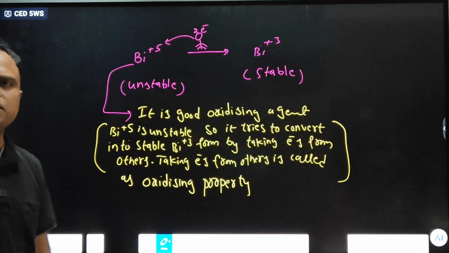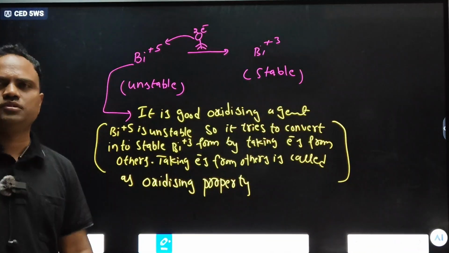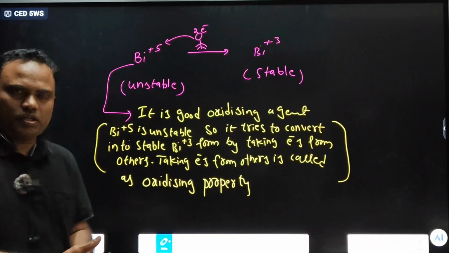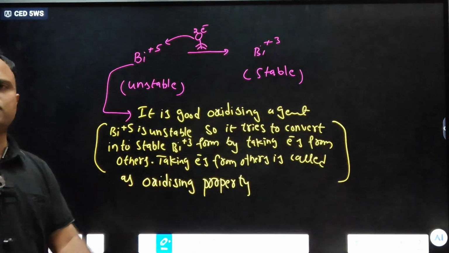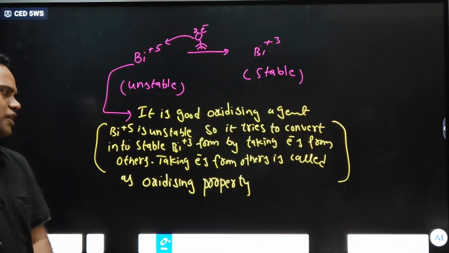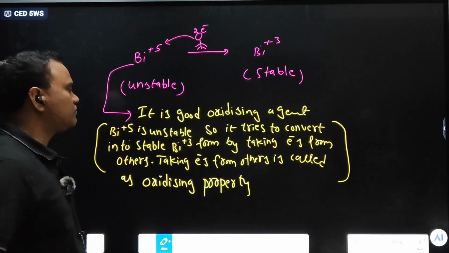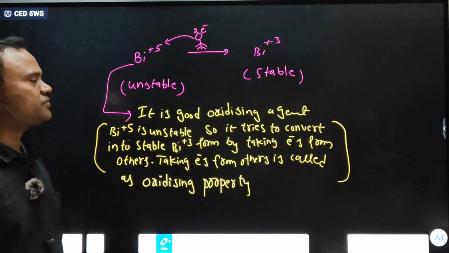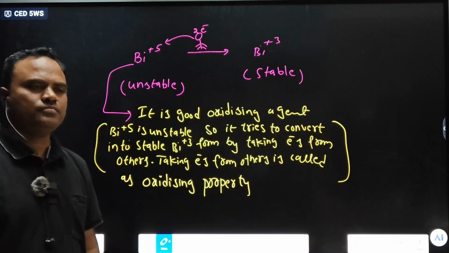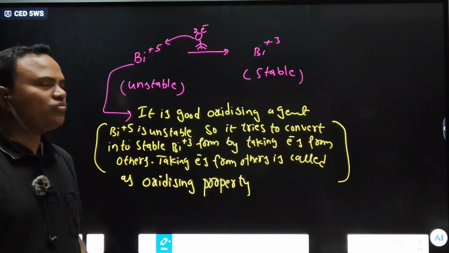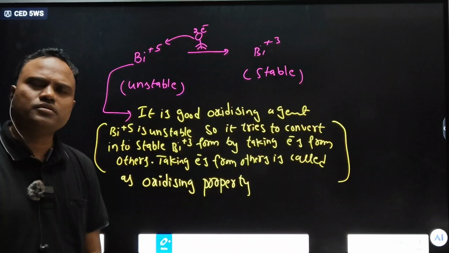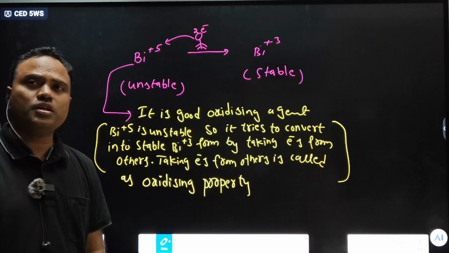Taking electrons from the others, removing electrons from the others. The property of taking electrons from the others is called oxidizing nature, oxidizing property. Bi plus 5 is a good oxidizing agent. Why is it a good oxidizing agent? Removal of electrons. It is removing the electrons from the others.